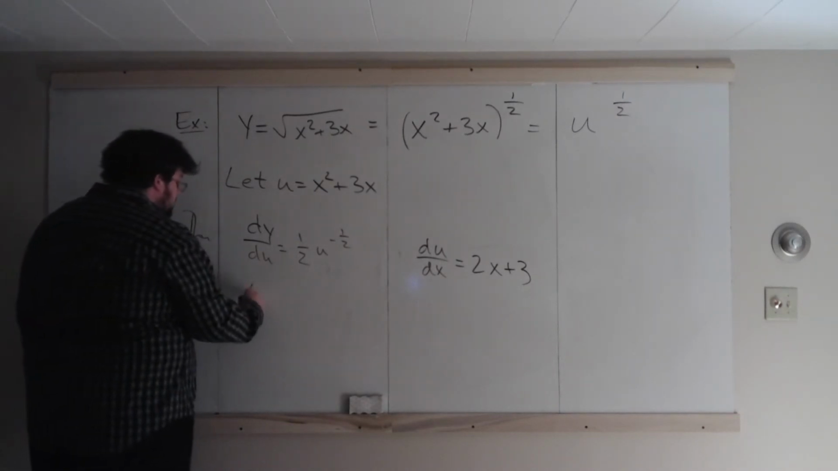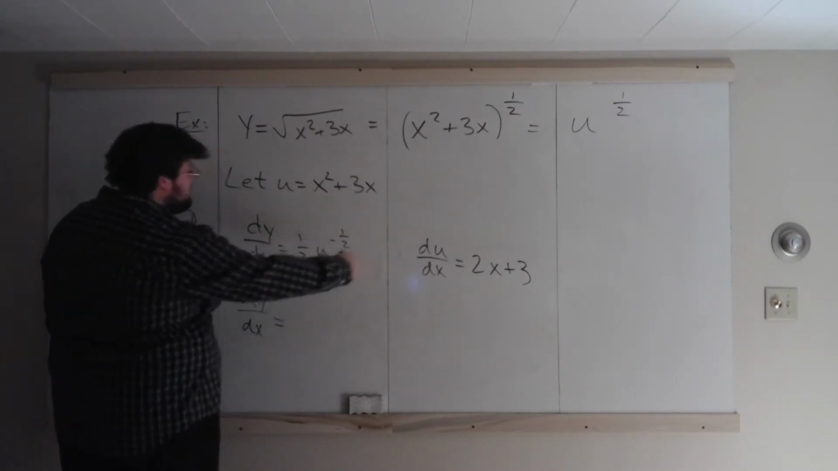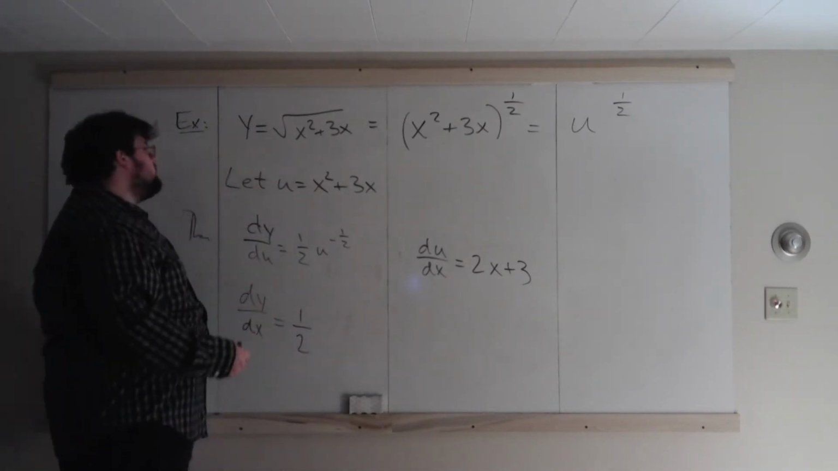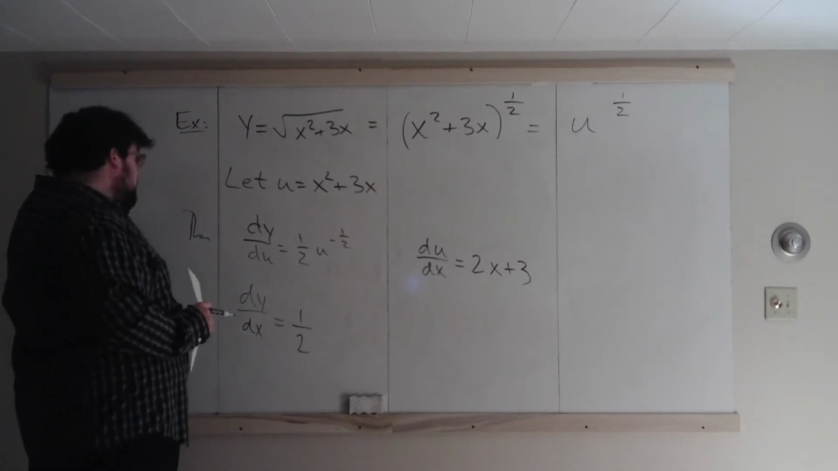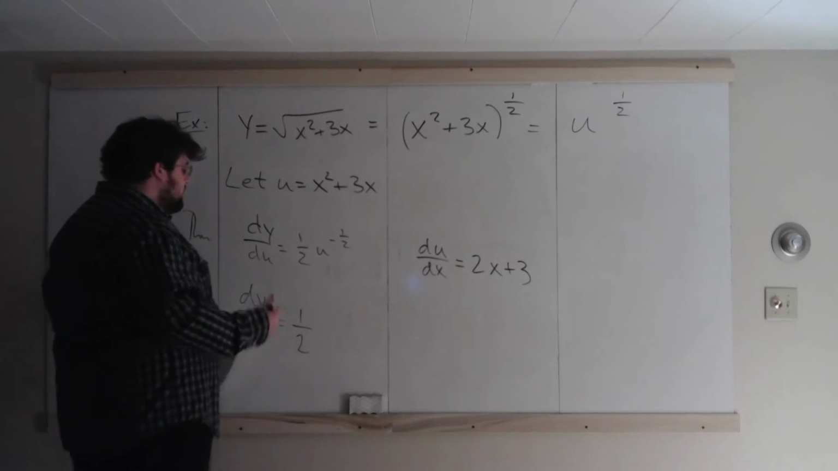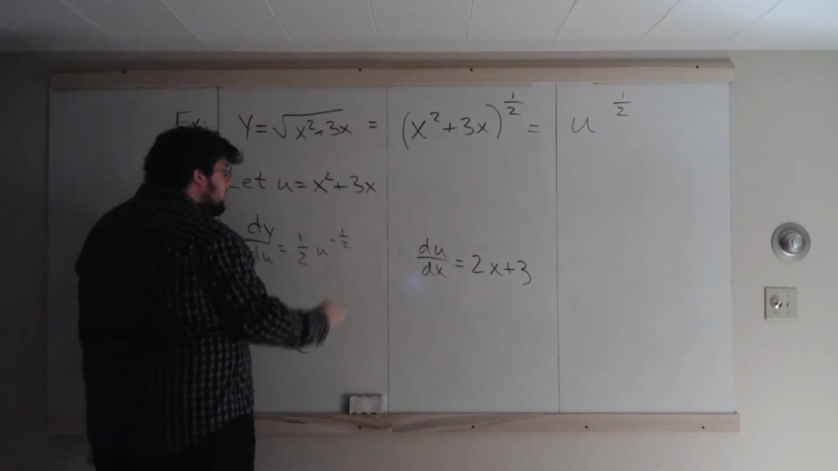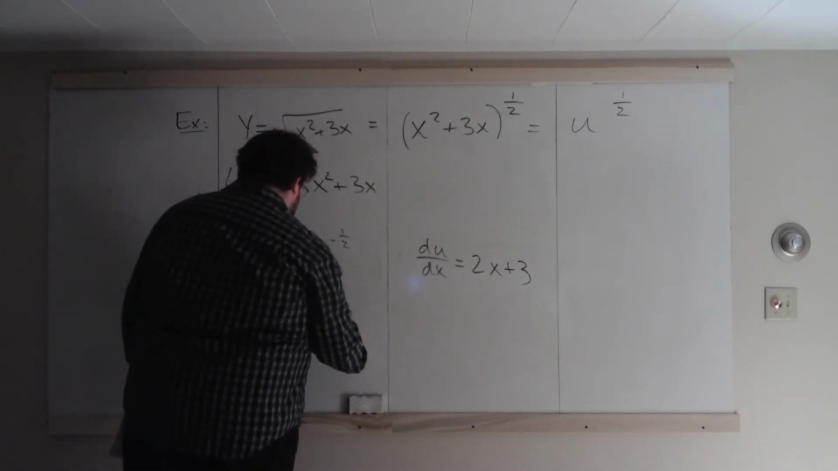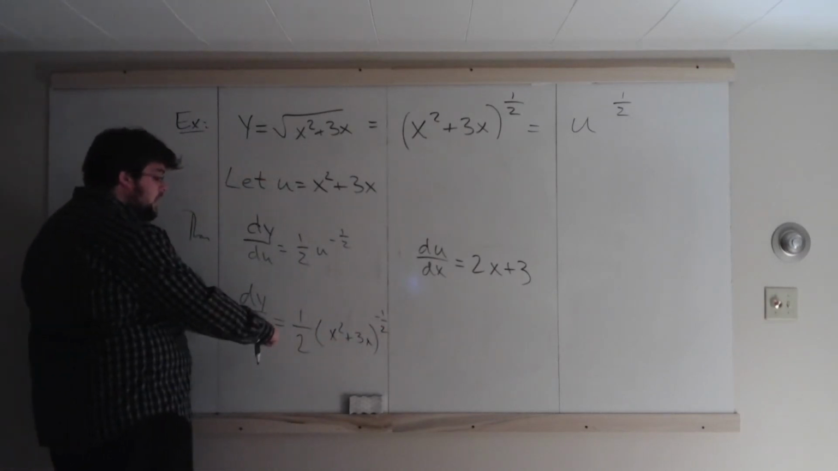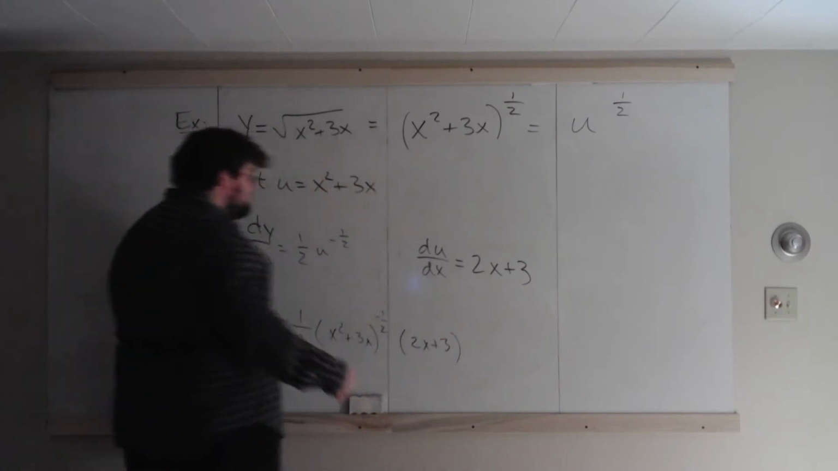So now dy dx is these two multiplied. And I'm not going to simplify this, I'm just going to write out the multiplication. Later in the semester, maybe next week, weeks after that, I might simplify the square root ones a little, but for this one I'm not going to. So dy dx is these two multiplied, half u to the negative half. u is x squared plus 3x, so half (x squared plus 3x) to the negative half, times 2x plus 3.